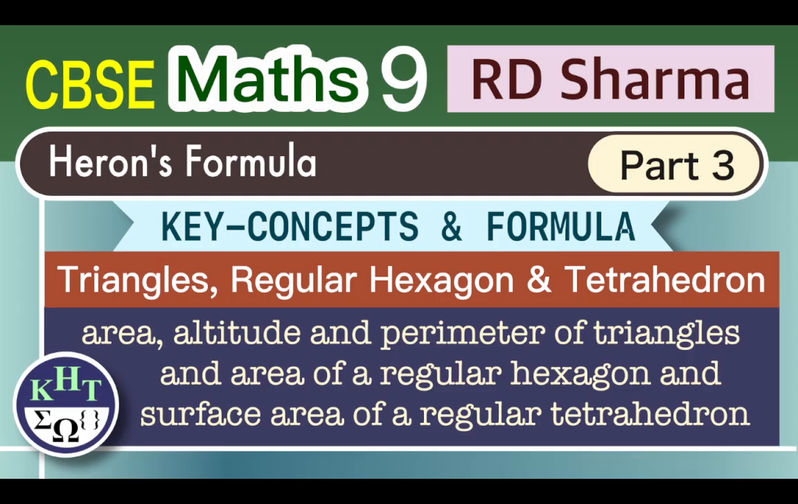In this part 3 video from the chapter of Heron's formula, I will discuss how to find the area and perimeter and altitudes of triangles, various types of triangles, and finally how to find the area of a regular hexagon and the total surface area of a regular tetrahedron. This video is part of the playlist CBSE Maths for class 9 following the textbook of author R.D.